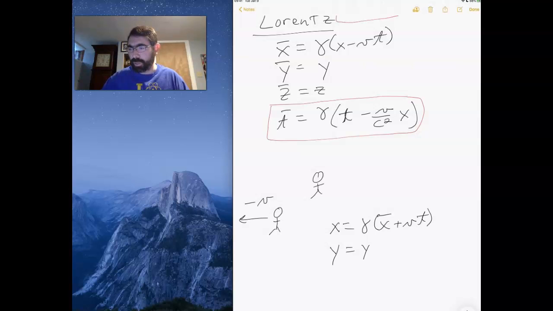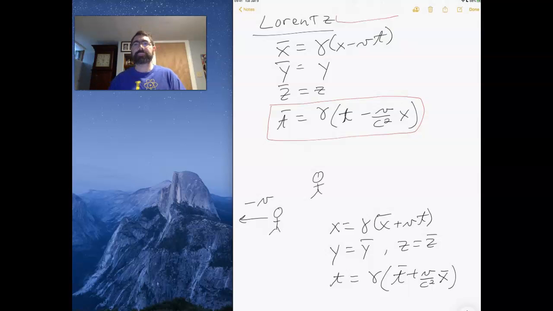y is still equal to y bar. z is still equal to z bar. And t is now equal to gamma times (t bar plus v over c squared times x bar). Okay. Since no frame claims itself to be absolute, all we have to do is change our perspective on the different frames.